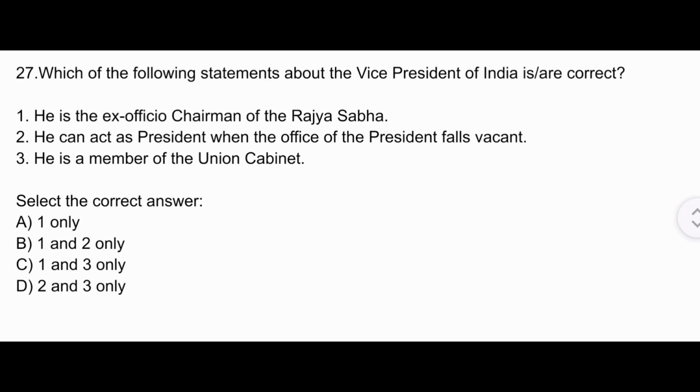The next question, which of the following statements about the Vice President of India are correct? First, he is the ex officio chairman of the Rajya Sabha. Second, he can act as president when the office of the president falls vacant. Third, he is a member of the Union Cabinet. Select the correct answer.